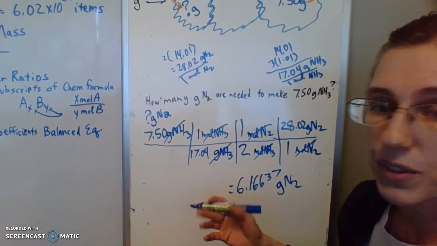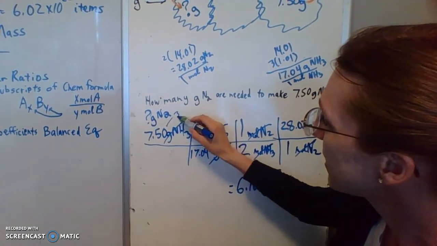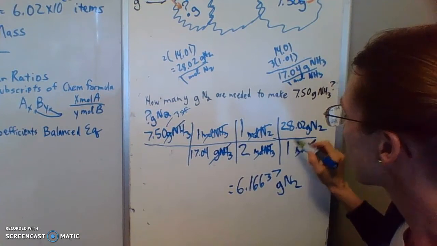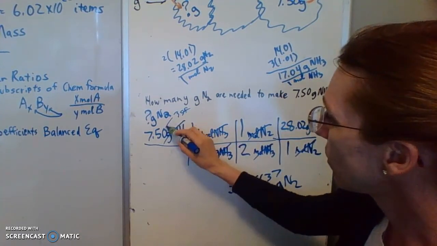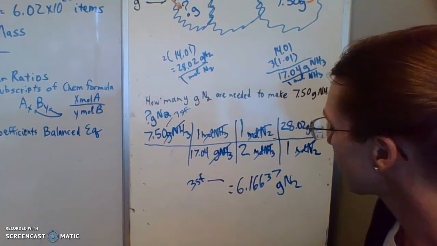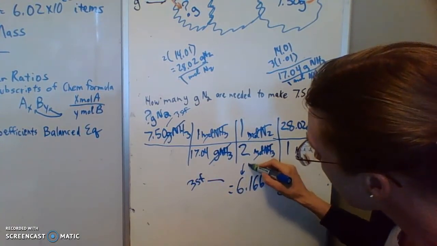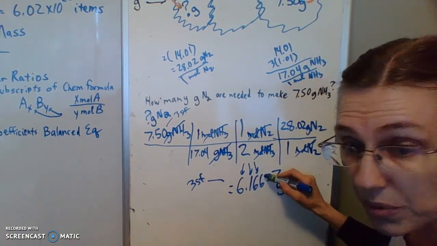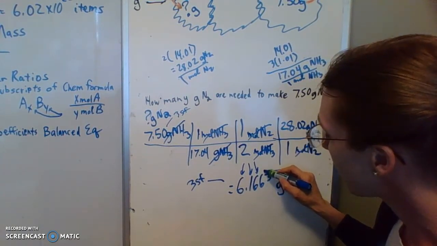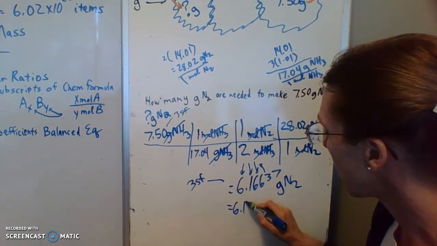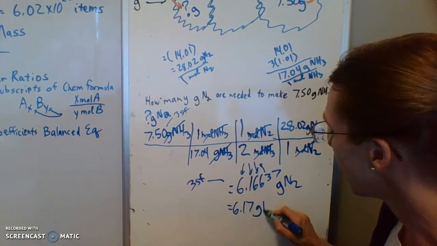Before we move on to the next one, we always want to do significant figures. So let's go ahead and do that. We have 3 significant figures here, 4 here. These are exact numbers. We got 4 here. So our lowest number is 3 significant figures. So I'm going to say we need 3 significant figures for this guy. We go 1, 2, 3. We go next door to find out if we round up or down. That 6 is above 5, so we're going to round up. So our answer is 6.17 grams of N2.